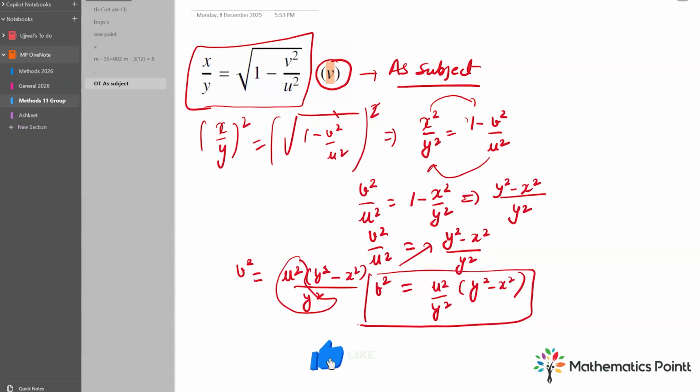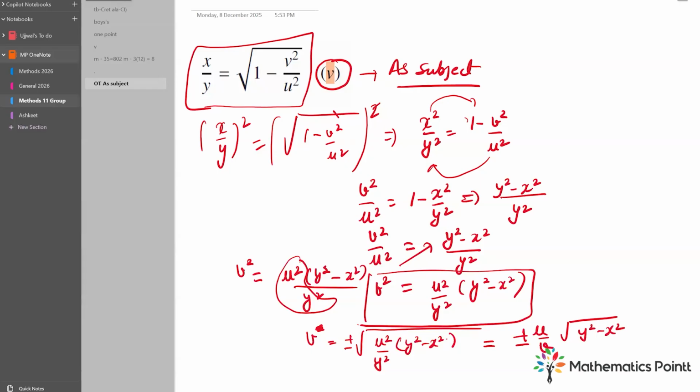So what is v square? What is v, sorry, what is v then? V is the square root of all of that. So a square root of u square y square, plus minus. Yes. And eventually, can I write it as plus minus u over y, because this is a square, and square root of y square minus x square.